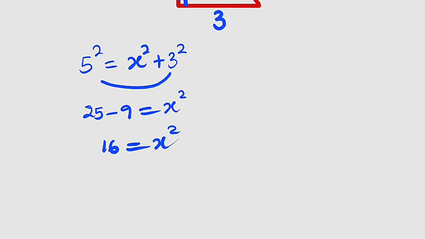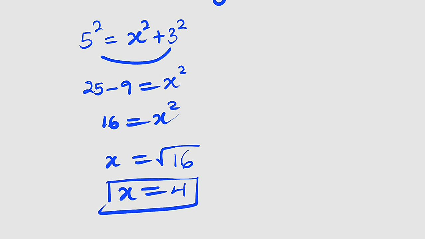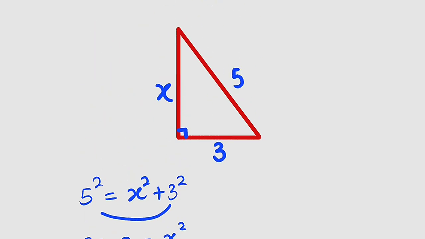So by taking the square root of both sides, you have x equal to the square root of 16. And the square root of 16 is equal to 4. Hence, the value we are looking for, or the side length, is equal to 4 units. We don't have to attach plus or minus here because we are dealing with length. All lengths are positive. So this side length is 4 units.